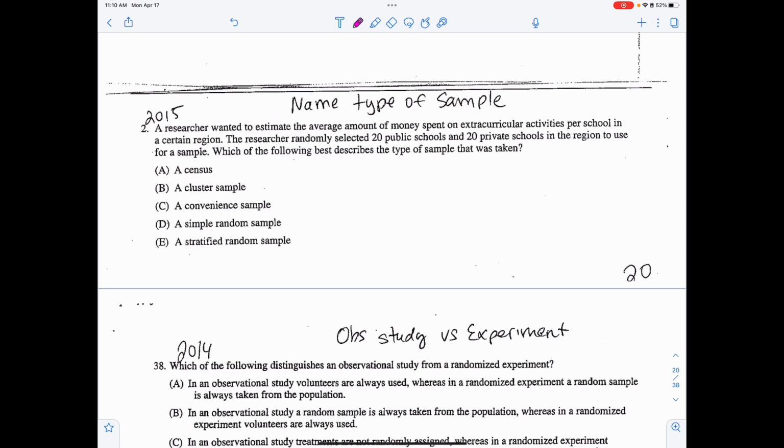All right, so for 2015, this one here, the researcher has 20 public schools and 20 private schools, and it says that it wants to do an SRS of both. Again, we are at strata again.